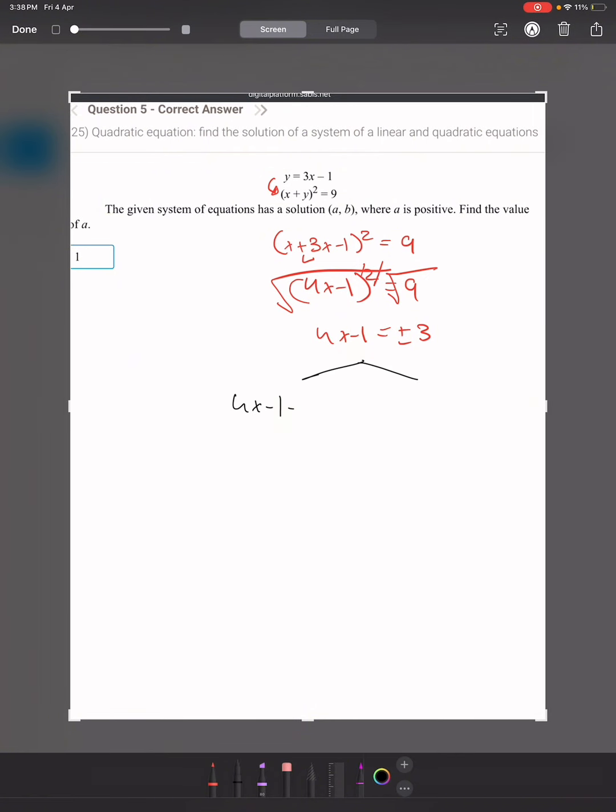4x minus 1 equals positive 3, and then we're going to do another one. 4x minus 1 equals negative 3. Move this to the other side. 4x equals minus 3 plus 1. 4x equals minus 2. You're going to get a negative answer definitely with this, so let's just move on to the other one. Move this to the other side. 4x equals 4, x equals 1, and that's it.